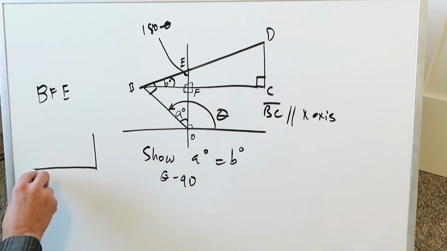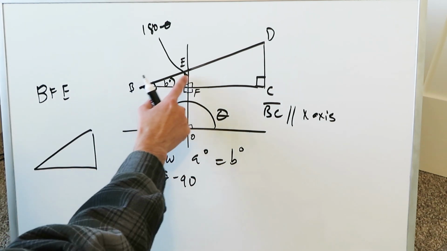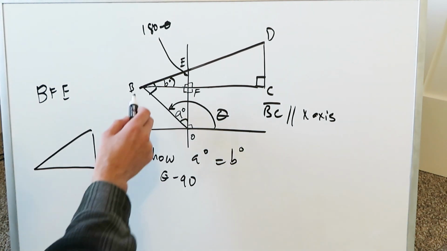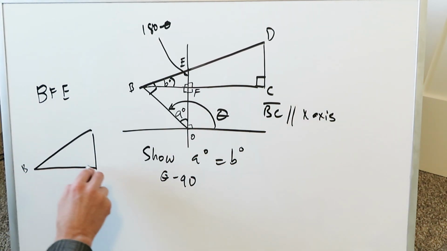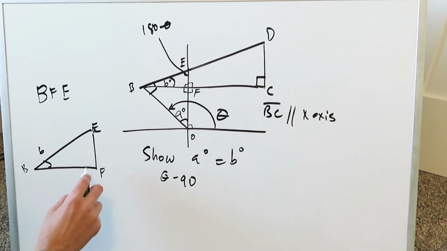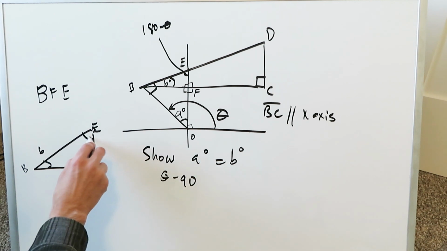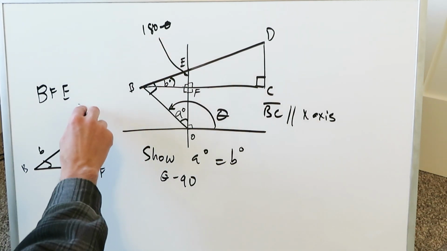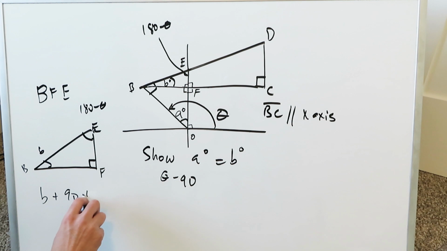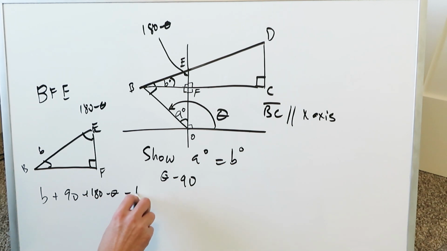When I take BFE and I pluck it out, this right here is part of a larger triangle BCD, but that entire triangle BCD is irrelevant. We're only looking at BFE. B, F, and E. Right here is my angle B, which I need to determine. Here happens to be a 90 degrees, and here we've determined not too long ago is this 180 minus theta. And now we can easily solve for B. B plus 90 degrees, plus 180 minus theta is equal to the total internal sum of angles, which is 180. This cancels out with that, and you can solve for B.